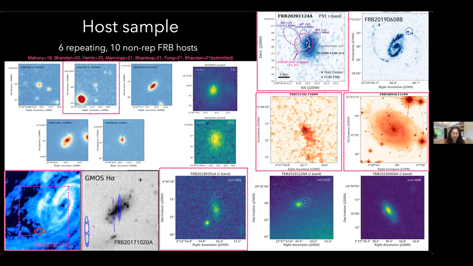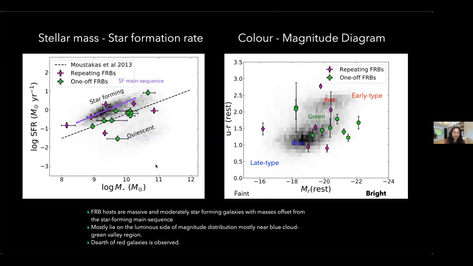So for our final host sample, it consisted of 6 repeating and 10 non-repeating fast radio bursts. The highlighted ones are the ones that repeat. Okay, so then we compare this FRB host population with the underlying galaxy population from the PRIMUS data.